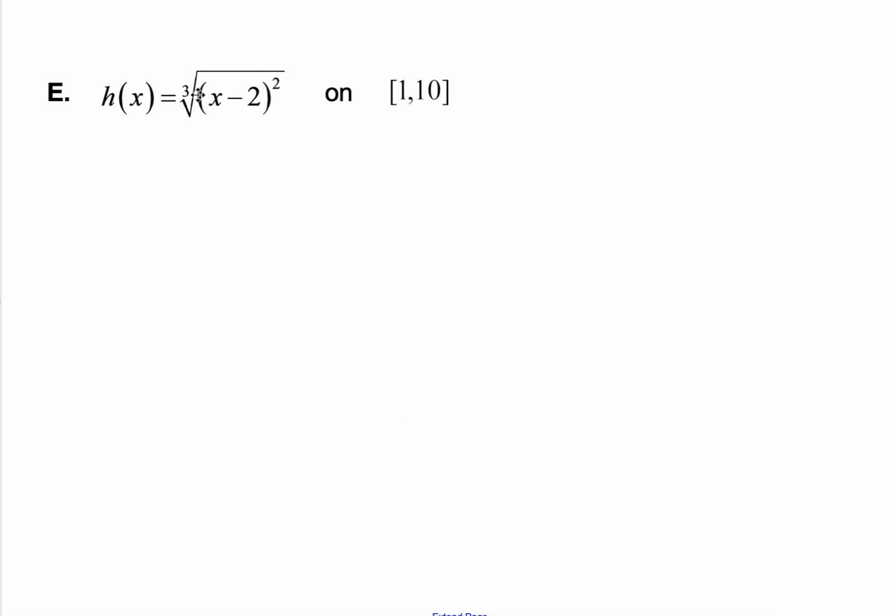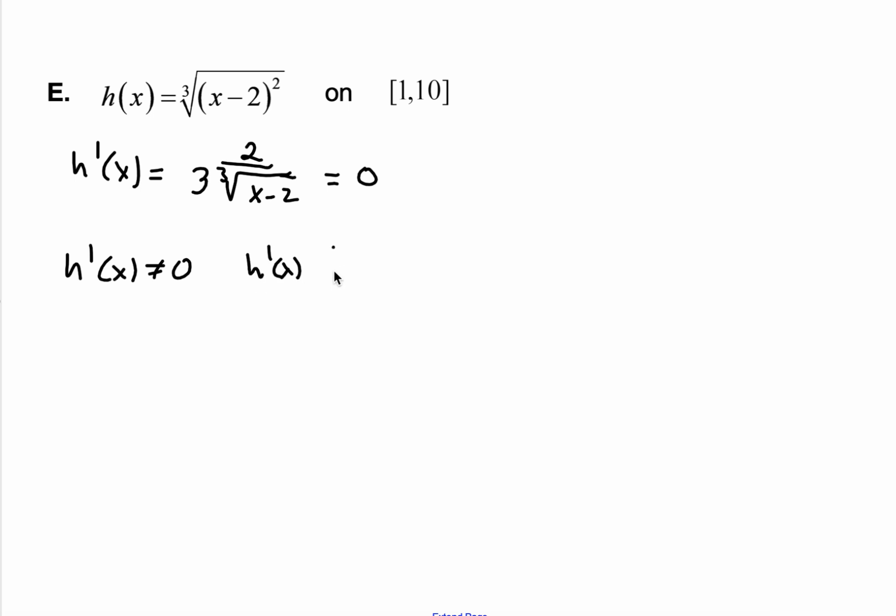This last function we know is a cube root. So first thing we do, again, we take the derivative. And when we take the derivative of this function, it's going to be 2/3 over the cube root of x minus 2. And again, we got to make that equal to 0, right? So that means that this cannot be equal to 0. And we also know that h prime of x does not exist when x is equal to 2. And again, that's because you cannot have a 2 here, which will make the denominator equal to 0.